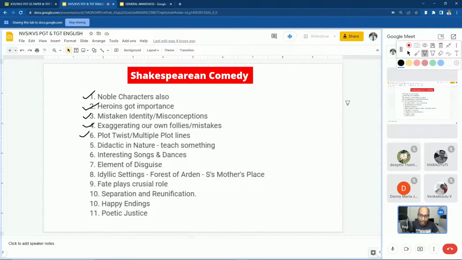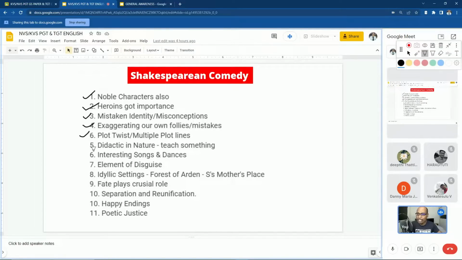But in Shakespearean tragedy, the plot runs in a similar manner. There are not many twists and turns in the Shakespearean tragedy. Whereas in Shakespearean comedy, like if you take A Midsummer Night's Dream or As You Like It, which we are going to discuss, there are so many turns and twists in the plot and there are multiple plots. There are so many plots going on simultaneously or parallelly in the same story.